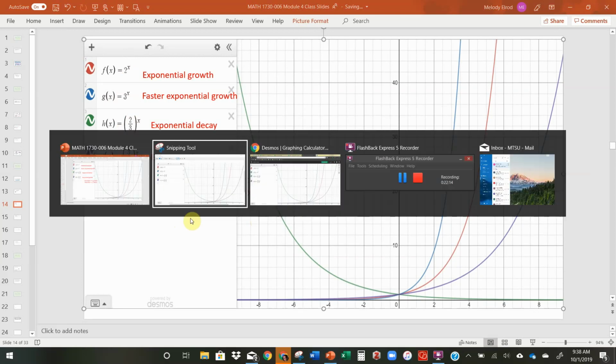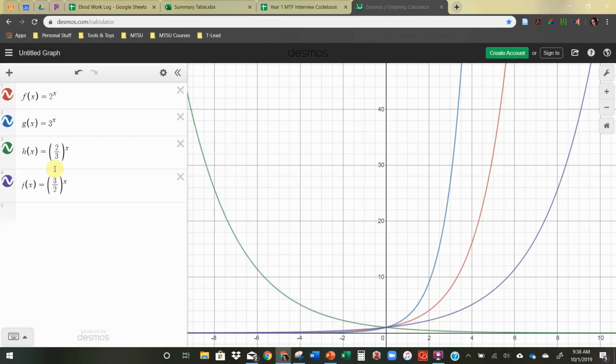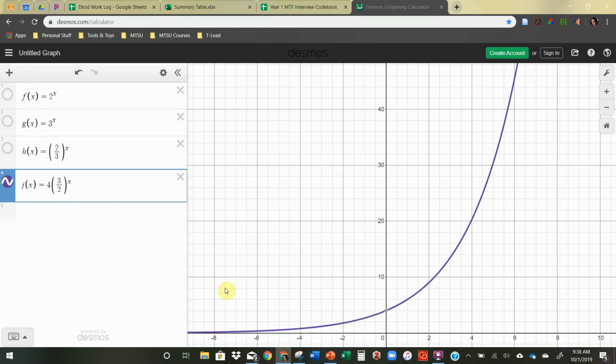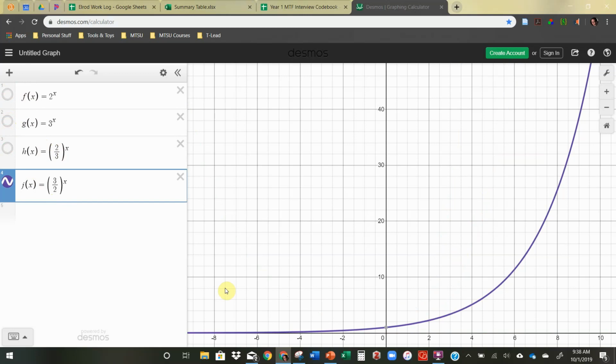Well, let's add a piece to this. Suppose I say instead of, and let's turn some of these off. We're going to turn off this one and this one and this one. Let's say that I add, so we've got some exponential growth here. What if I add a coefficient out in front? Just some random coefficient. Let's call it, I don't know, 4. What just happened? What's the difference between this and this?